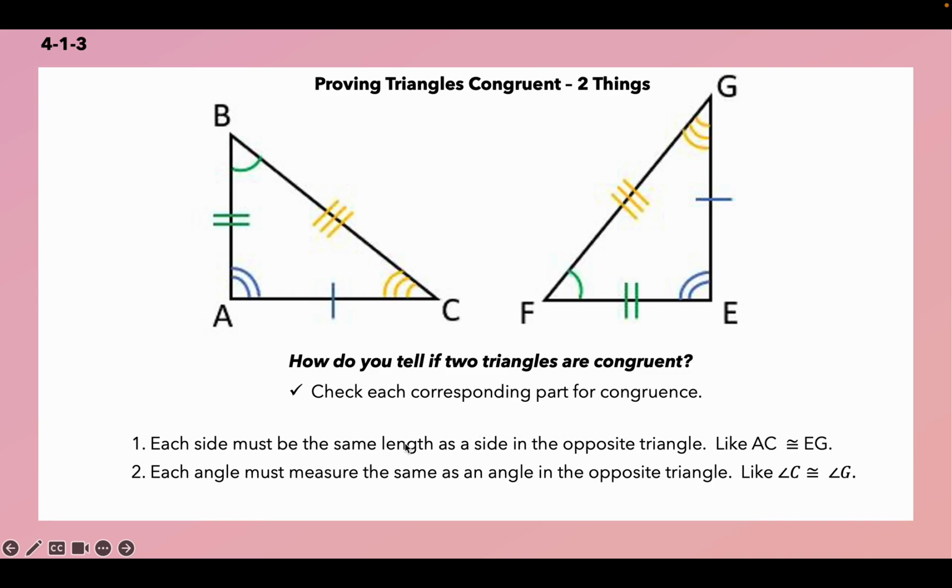Also, each angle must measure the same as an angle in the opposite triangle. So angle C here is congruent to angle G up here. You'll notice that each of these angles has a congruent partner. I definitely can say that triangle ABC is congruent to triangle EFG.